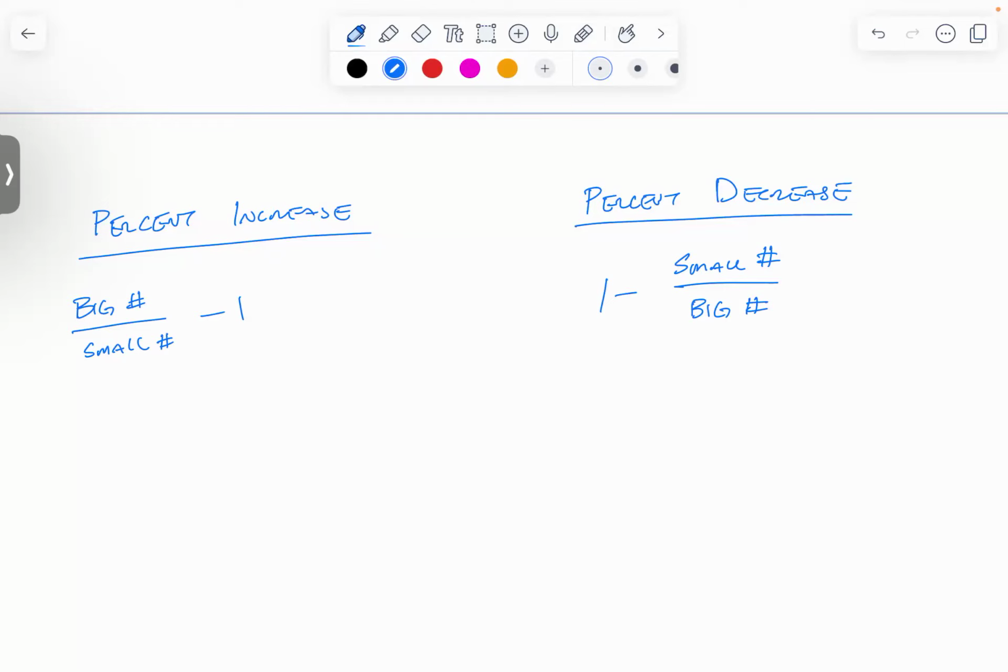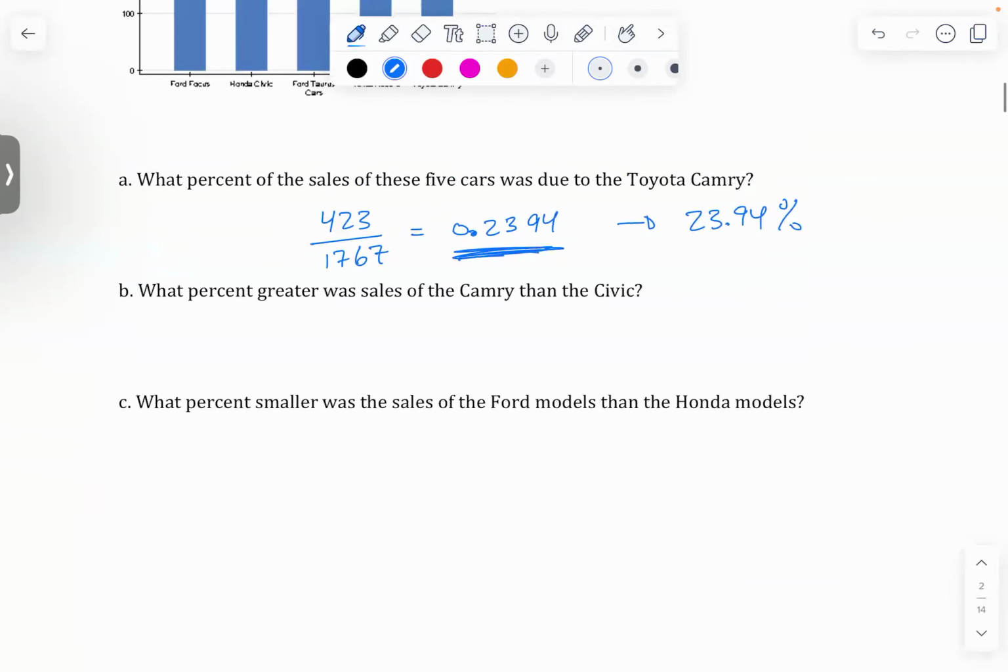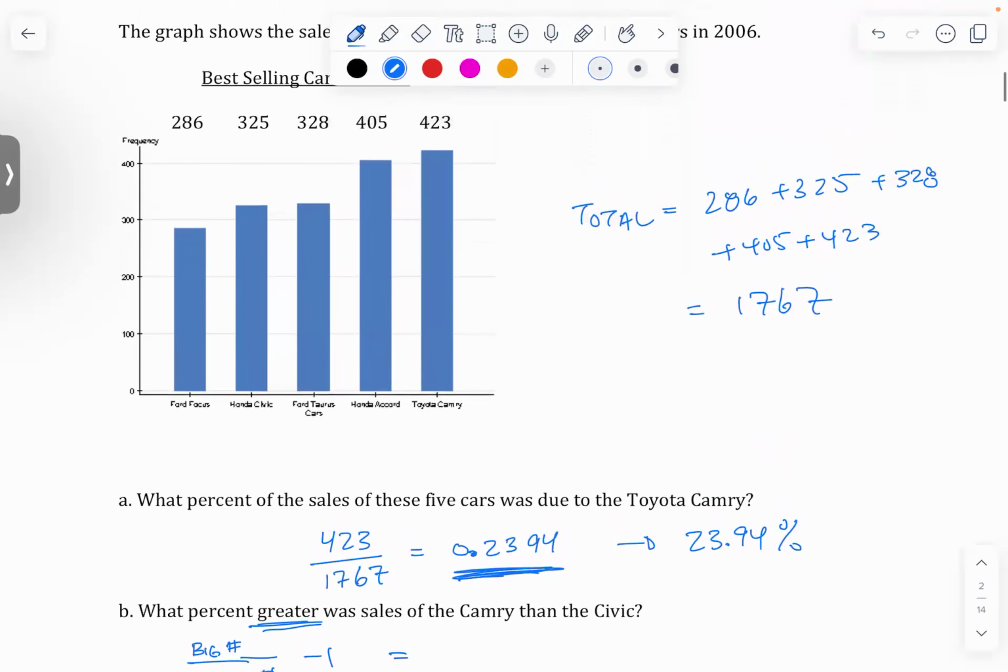And when we say percent increase or percent decrease, percent greater, percent more, improved concept, percent less, percent smaller, so any synonym of increase and decrease. So what percent greater, that means percent increase. Was the sales of the Camry than the Civic? So, doing exactly what we just said: big number divided by small number minus 1.